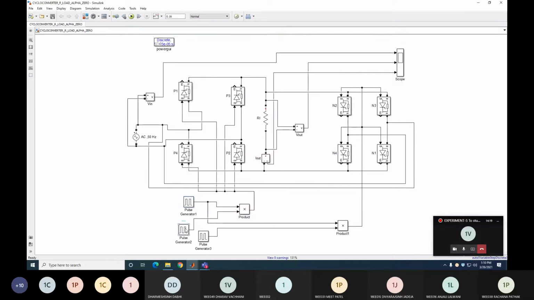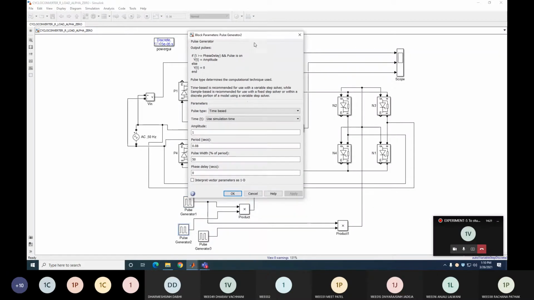For the second pulse generator, I take the period 0.08 second, which is 80 milliseconds. This is the period of 4 cycles, because here in 4 cycles of input you get 1 cycle. So I take this period for the second pulse generator. Pulse width is 50% and phase delay is 0 seconds.